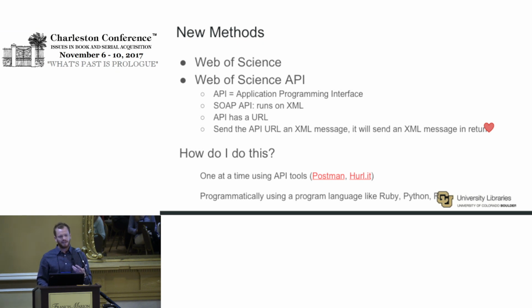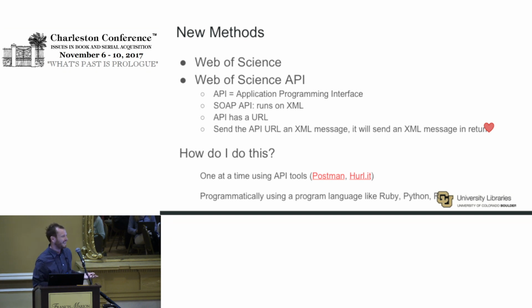So the API, it's not a website or anything like that. There's no user interface. It's just a URL. And the way it works is that you send a message to the URL in XML format. The content of that message is your query, right? And it will send you a message in return with your search results.